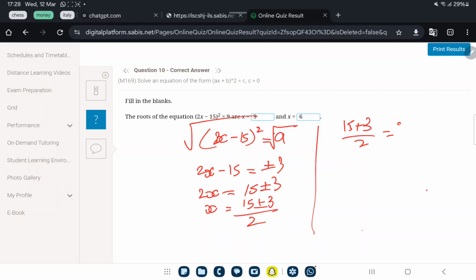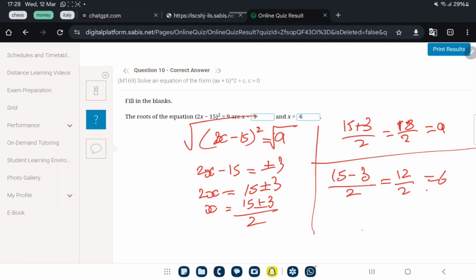So 15 plus 3 over 2, you get 18 over 2 equals 9. And then for the second root, 15 minus 3 over 2, so equals 12 over 2 equals 6. So x, the roots are 9 and 6.